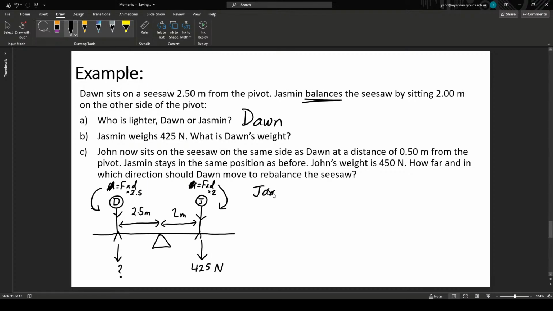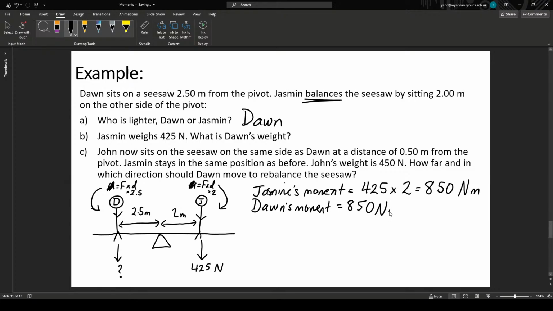So Jasmine's moment is equal to force times distance, and that is going to be 850 newton meters. And because they're balanced, remember, when things are balanced, the moments going clockwise are going to be the same as the moments going anti-clockwise. So that means Dawn's moment also has to equal 850 newton meters.